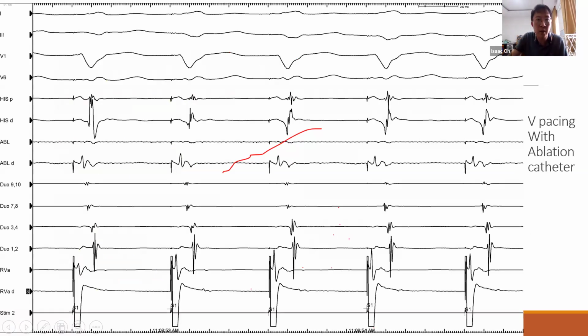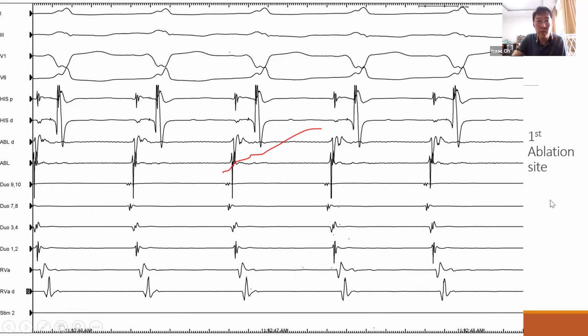So we put the ablation catheter again, and this is the V pacing with the ablation catheter. We put the catheter on the relatively free wall side, the anterior free wall side, and we can find some potential in the relatively wide VA interval, which is relatively narrower in the anterior septal area. Then we made some ablation, compared with the previous ablation where we could see a clear His potential, and it was a bit earlier than the His, in the merging potential there.